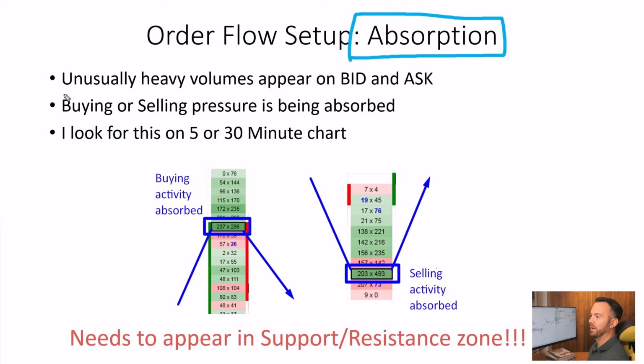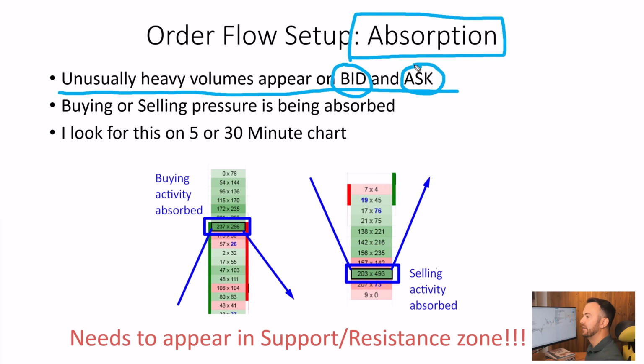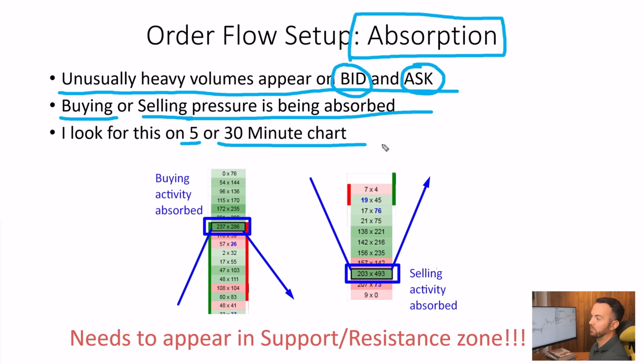Absorption is when unusually heavy volumes appear on bid and also on ask at the same time. That means that buying or selling pressure is being absorbed. I'm using a 5-minute or 30-minute chart for this. Preferably, I would say the 5-minute. I use it more on the 5-minute chart.